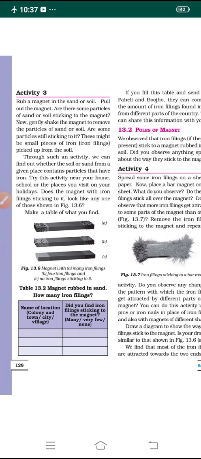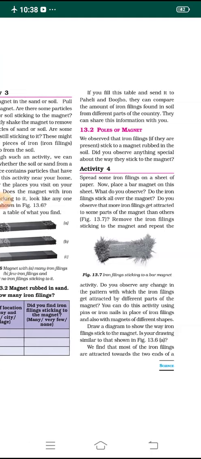Then we have done the activity in which we found different colonies and villages, and in which kind of soil the materials are attracted towards the poles of the magnet, whether they are attracted in large amounts, very few, or none at all, not even a single particle. You have to give the report. So that activity we have discussed in today's class.